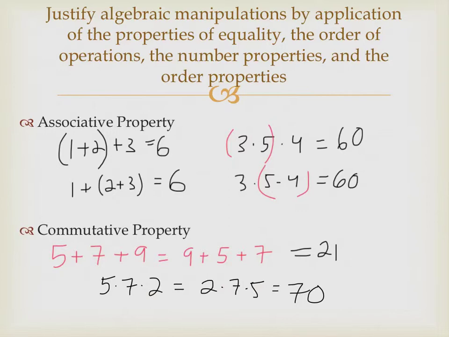So a little interesting factoid. If you think about it, let's say we did commutativity with subtraction. Let's say I had 3 minus 4. Is that the same as 4 minus 3? In fact, it's not. -1 is not equal to +1.